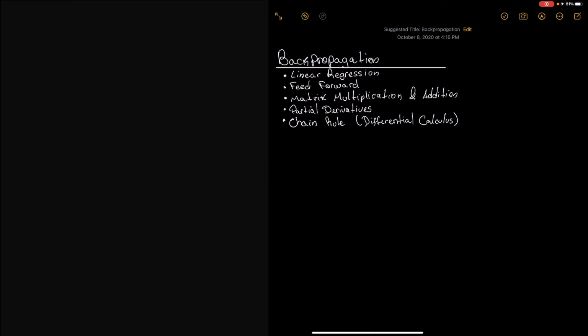So let's go ahead and set a quick example before we begin of a neural network and explain what the goal of the backpropagation algorithm is. So we have, let's say, a simple neural network here with one hidden layer. This is the input layer, right? This is the output layer, and this is the hidden layer.